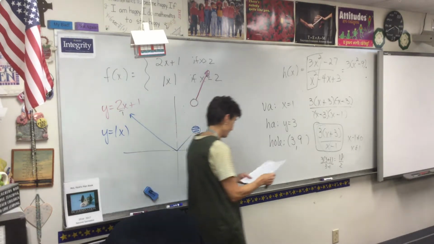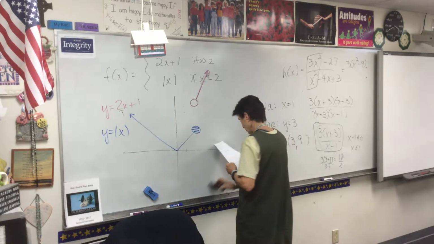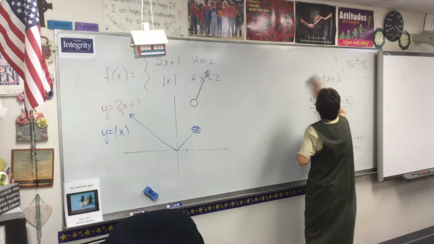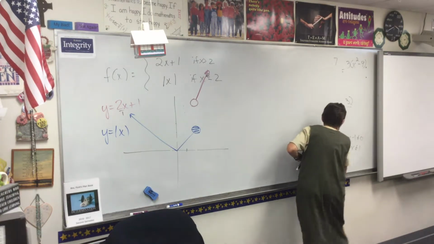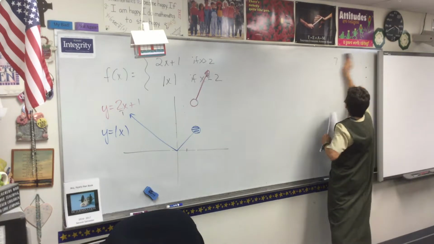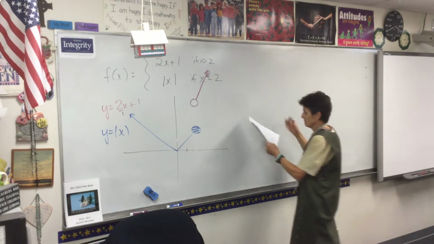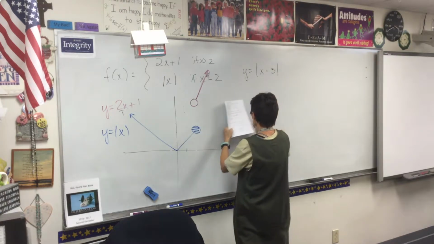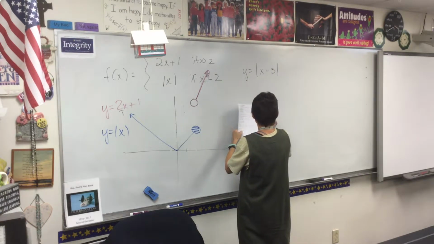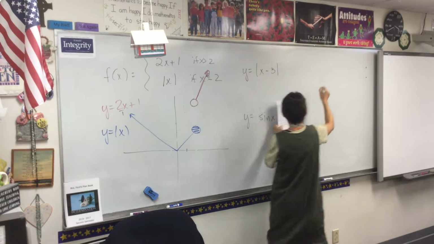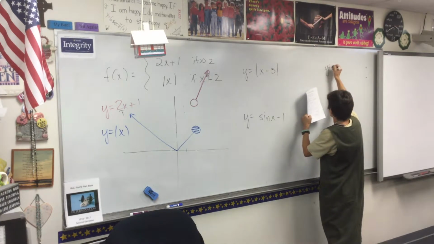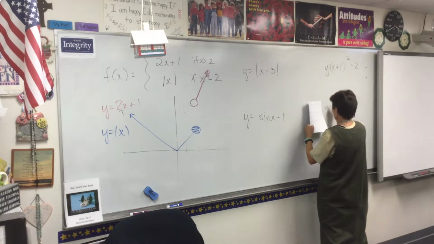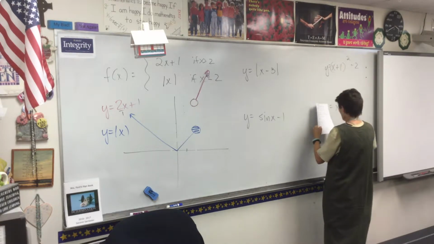All right. Now we've got some easy graphs to do. If you know your BFFs, this is easy. So here we go. We're going to graph the absolute value of x minus 3, sine x minus 1, x plus 1 squared minus 2, and x cubed plus 1.